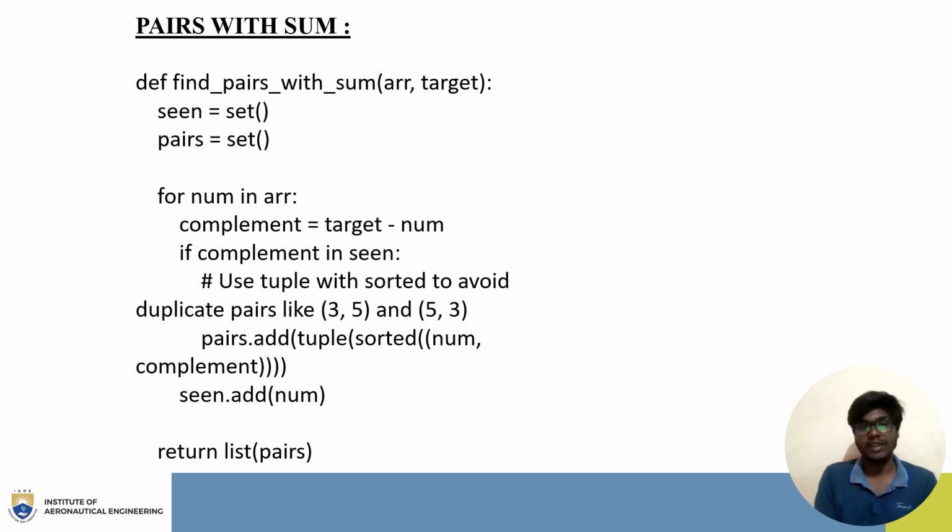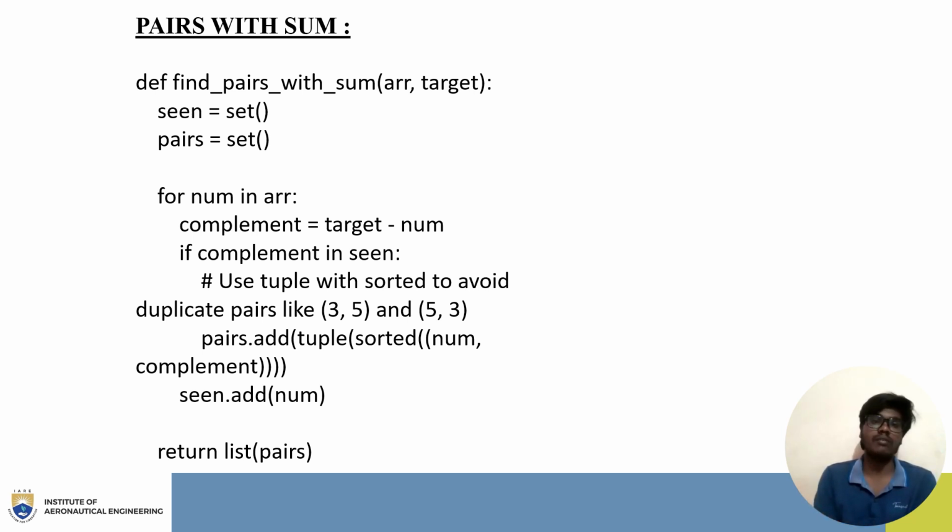avoid duplicate pairs like (3, 5) and (5, 3), and pairs.add of tuple of sorted of (complement, num). Here we can see that seen.add(num), and it returns the list of pairs. This is the code in Python for finding the pairs of sums.